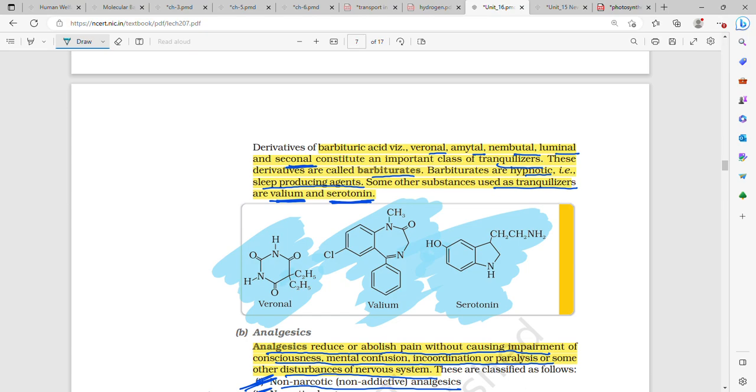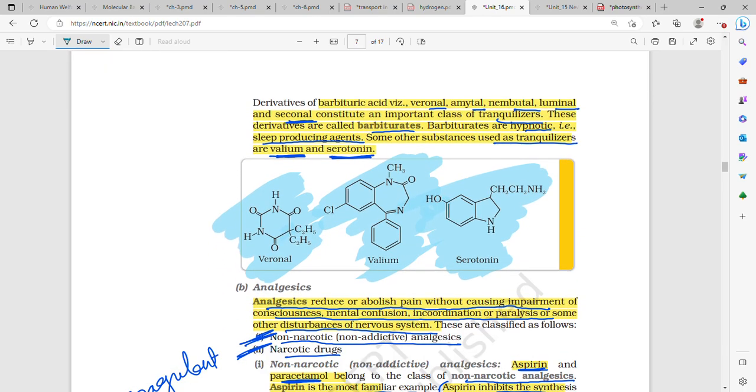Then derivatives of barbituric acid are called barbiturates. They are veronal, amytal, seconal, nembutal, luminal. They are all an important class of tranquilizers, that is barbiturates. They are hypnotic, that is, they are basically sleep producing agents. Some other substances used as tranquilizers are Valium and serotonin.